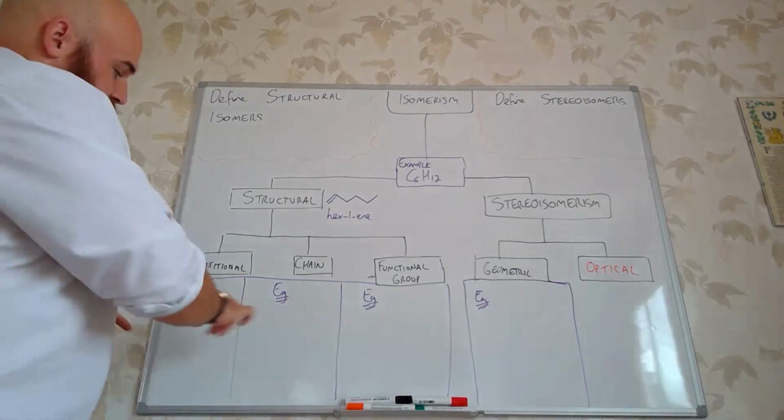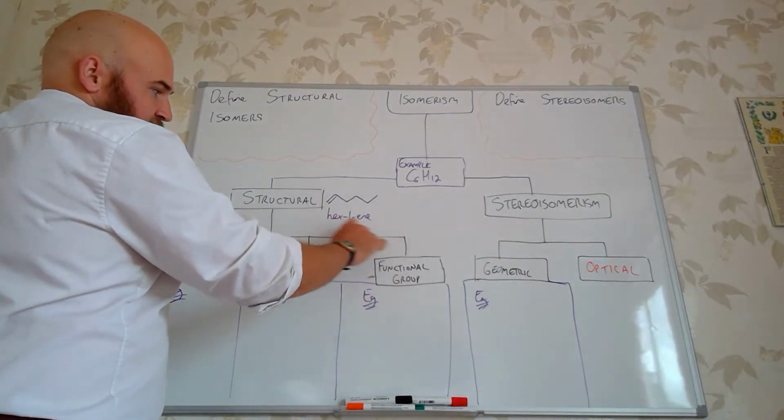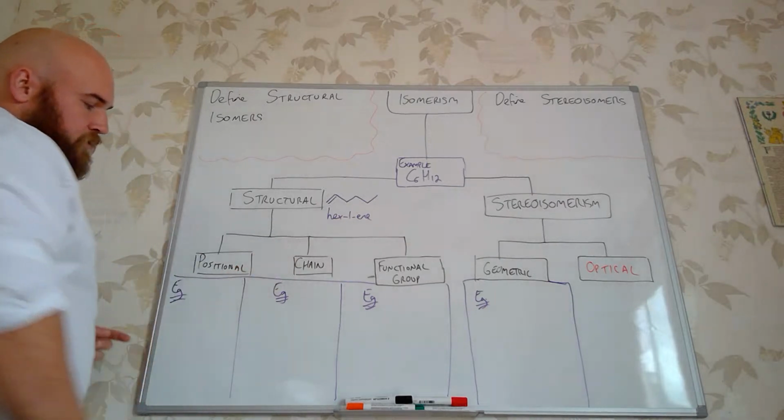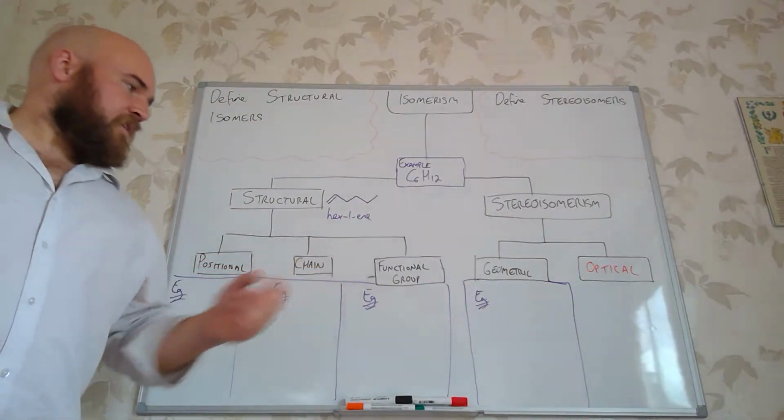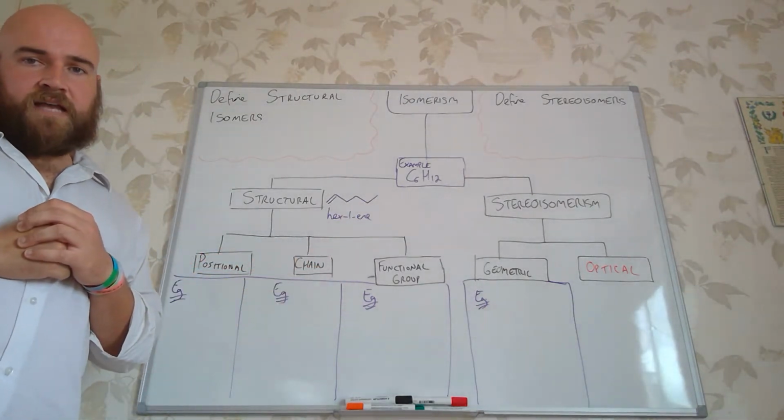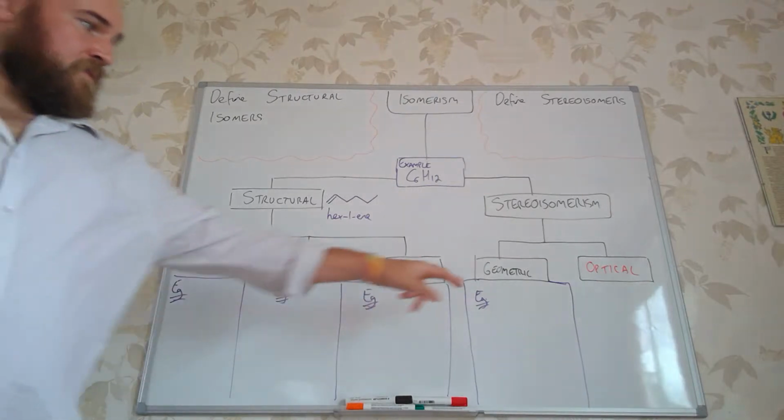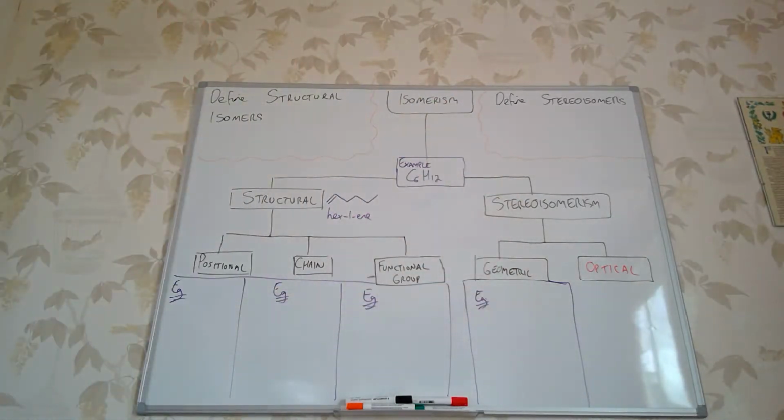So again, with these three here, use hex-1-ene as your starting molecule. So a positional isomer, chain isomer, and functional group isomer of hex-1-ene. Here, do whatever you think.